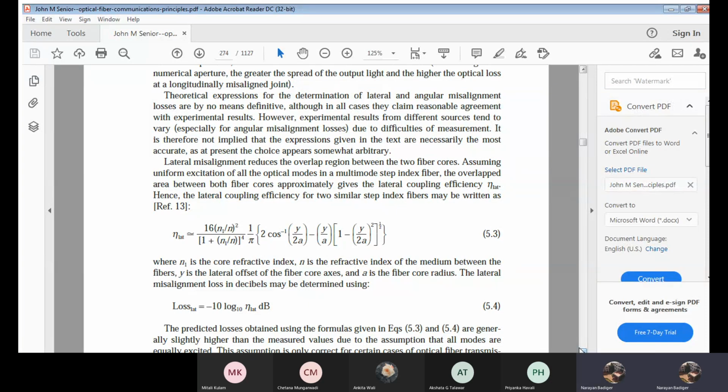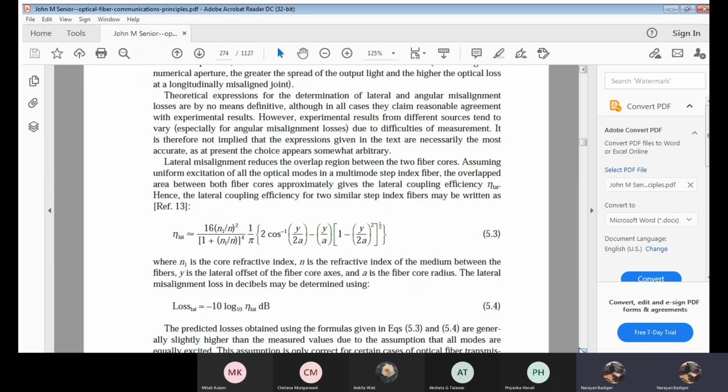Next, we will try to reduce the lateral misalignment. Now how can we reduce the lateral misalignment? This lateral misalignment can be reduced by reducing the overlap region. What is that overlap region? If I hold both the OFC cables exactly touching at the tangential surface, it means they should not overlap. If I reduce this overlap region, then the lateral misalignment may be reduced.